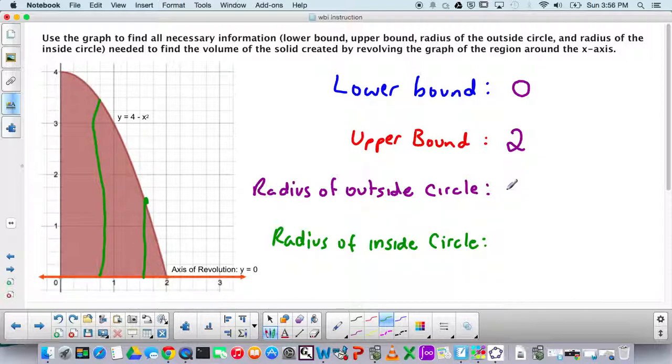So we're going to say that the radius of the outside circle is going to be big R equals 4 minus x squared, because that's always going to be the outside of this region no matter where we're trying to find that width of that shape.